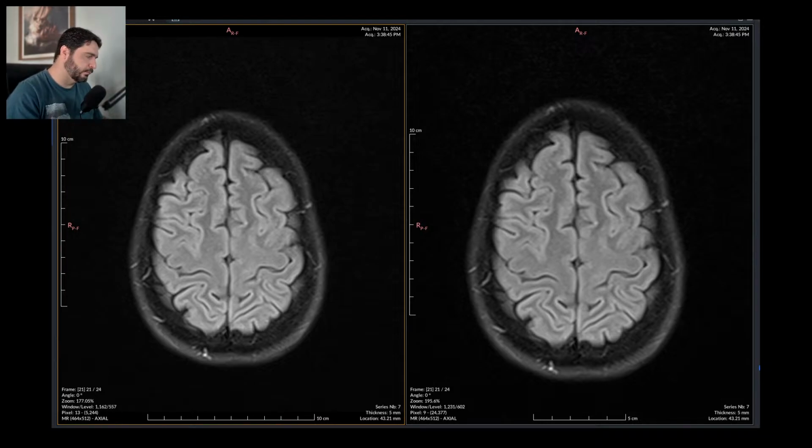So I hope in the next exam they do a proper volumetric flare so we can compare as much as it's possible. Let's just finish this up and get another exam. Maybe a CT scan.